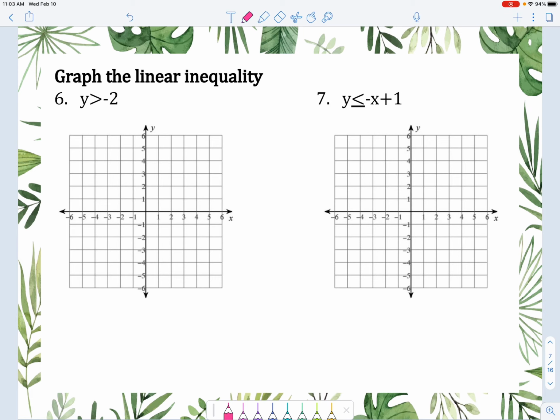Let's do a couple more, and then I'll give you some to try. Graph the linear inequalities. So we have one that looks like just a regular equation, y equals a number, but it's y is greater than -2. Well, remember that when these were equations, y equals a number is a horizontal line that passes through a y-intercept at -2.